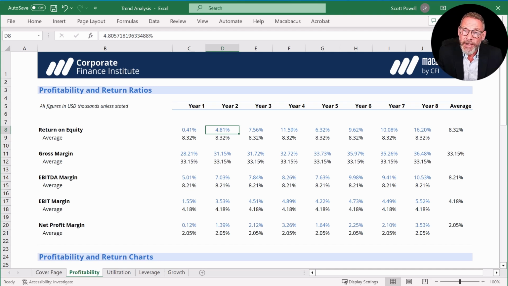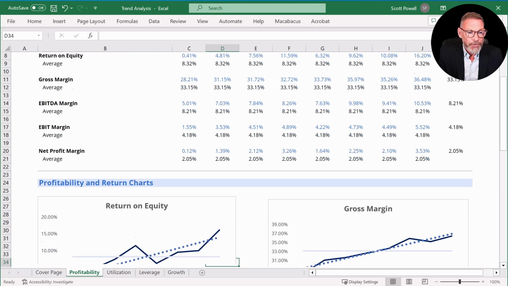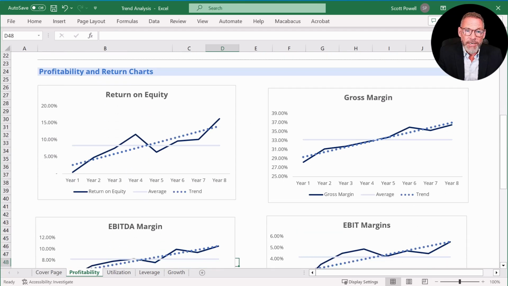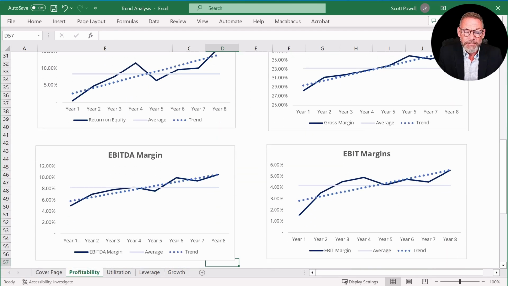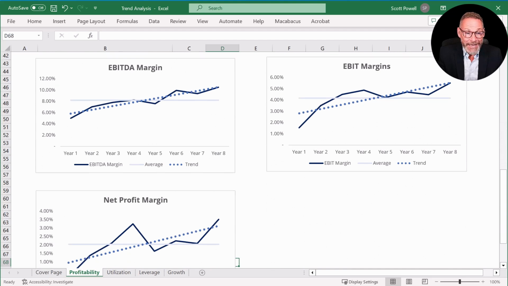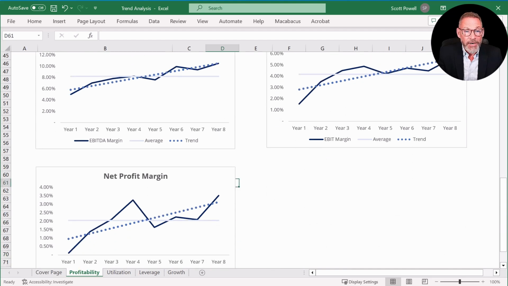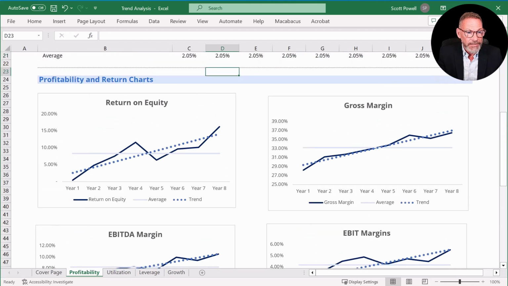So again, we've used CFI best practices, and let's go look at the profitability charts. We have return on equity, then the various margin ratios, all the way down to net profit margin. Let's start with return on equity. What I've drawn is the dark blue line, which is the actual numbers: the return on equity for the various years 1 through 8.